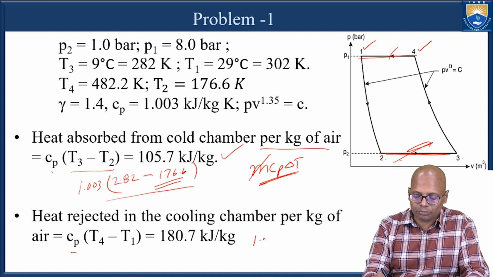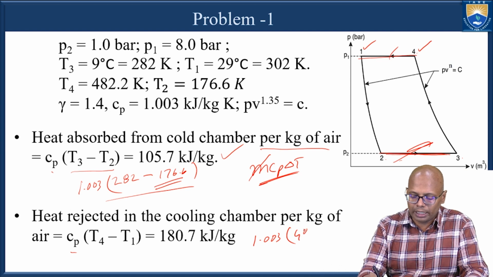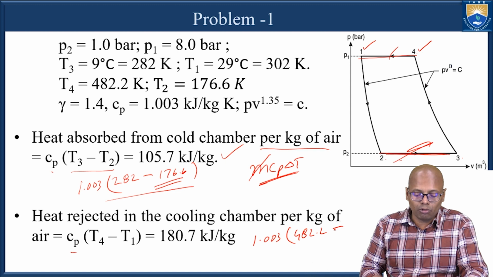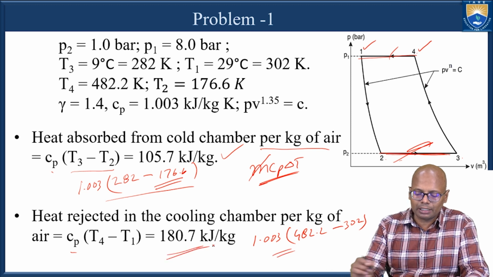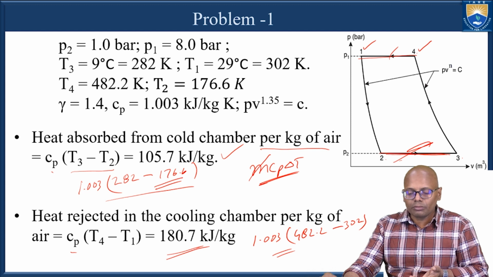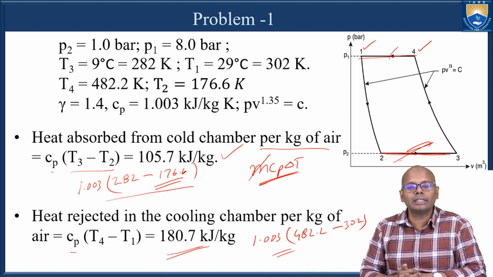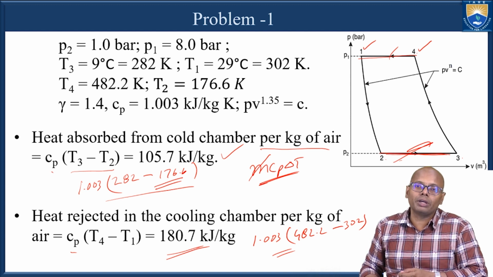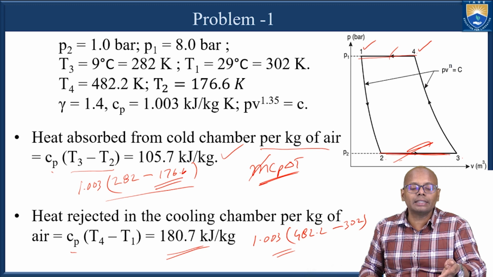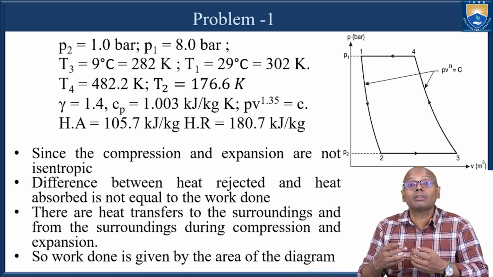T4 is 482.2, minus T1, which is 302 Kelvin. If I simplify this, I will get this value. Now, if the expansion and compression processes were following the isentropic process, where PV power gamma is equal to constant, then simply by taking the difference of the heat absorbed and heat rejected, I can get the net work done.